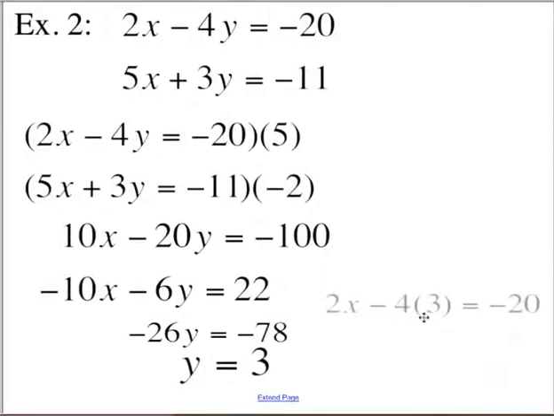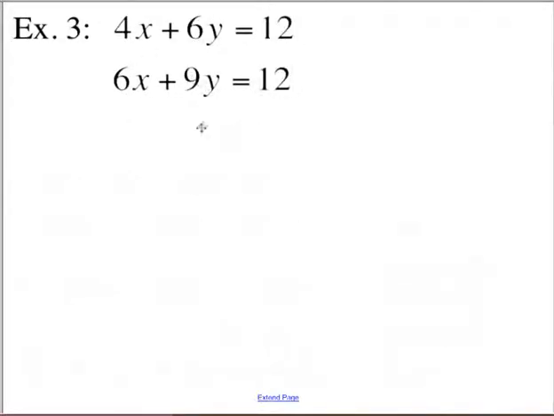You'll get 2x minus 12 equals negative 20. If I add 12 to both sides, I get that 2x equals negative 8 and x equals negative 4. And then just remember, you can plug this back into one of the equations or both equations just to make sure that it is the true point of intersection.